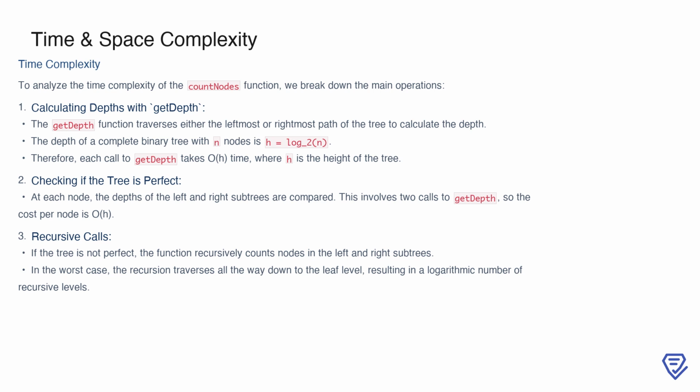Next, at each node, the depths of the left and right subtrees are compared to check if the tree is perfect. Since this involves 2 calls to getDepth, the cost per node for this comparison is also O(h). Finally, if the tree is not perfect, the function recursively counts the nodes in the left and right subtrees. In the worst case, these recursive calls can continue down to the leaf level, resulting in a logarithmic number of recursive levels. These components together form the foundation for analyzing the overall time complexity.